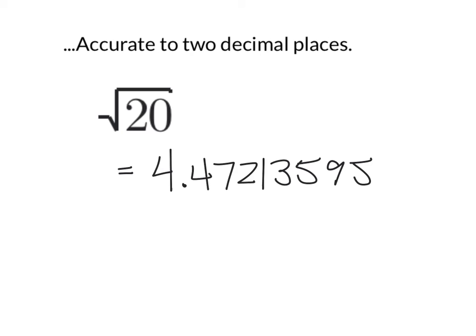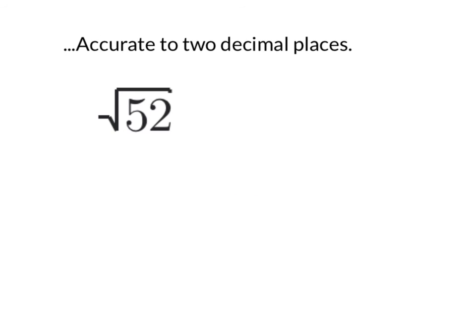All right. If I ask you to simplify the expression or evaluate the radical accurate to 2 decimal places, I mean after the decimal point there's 2 places. All of this stuff you don't have to write down. So you can say the square root of 20 is 4.47. If you type in the square root of 52 into your calculator, you should get 7.21.